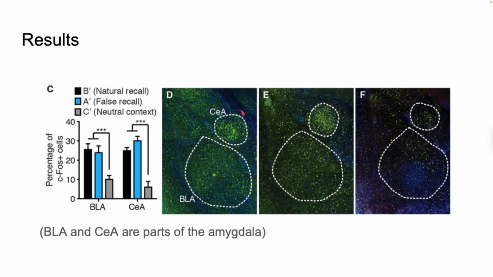So the cFos is really going to tell us that these neurons were active, right? These are going to be the neurons that are active during, in this case, natural recall. In time B, this is going to be for artificial recall, when they activated that memory back in context A, which should be the neutral stimulus. And then here in a completely different context, we can see there's almost no cFos activation.